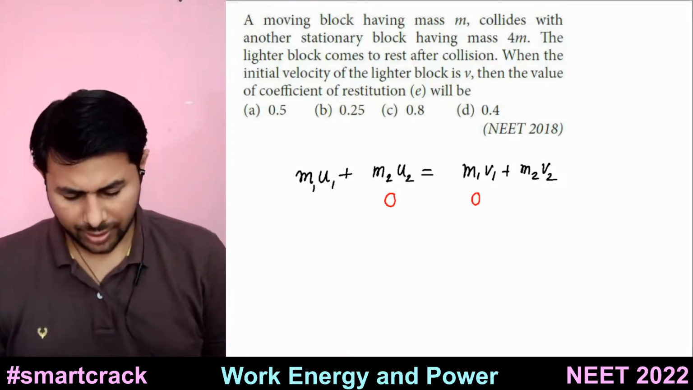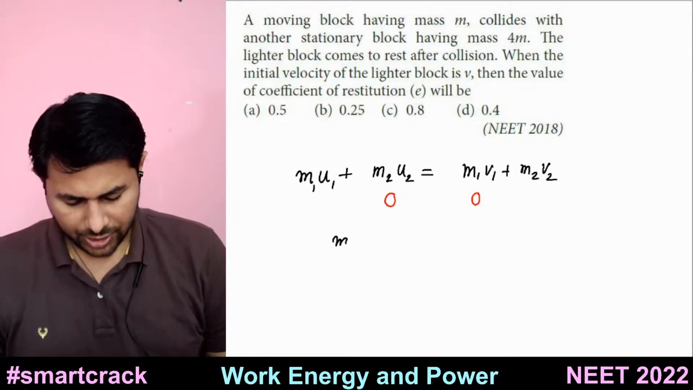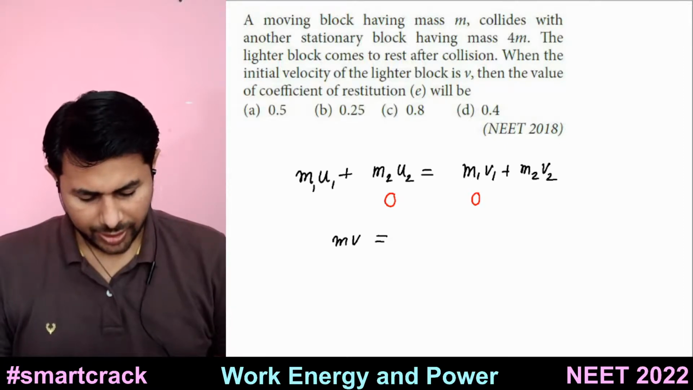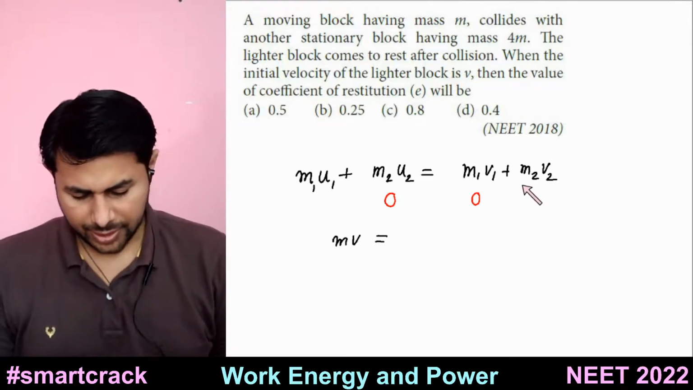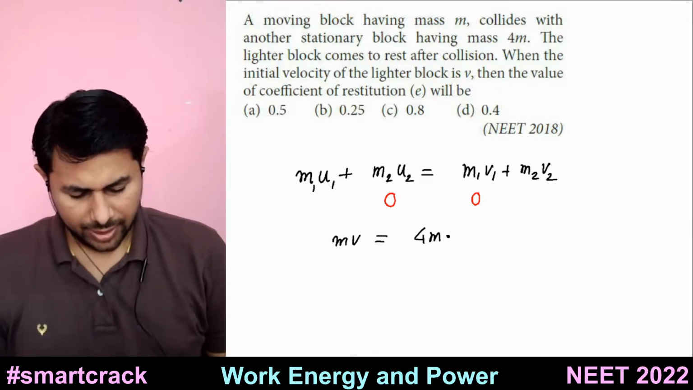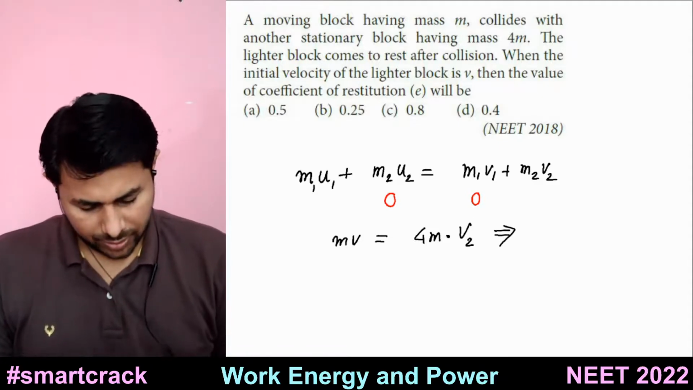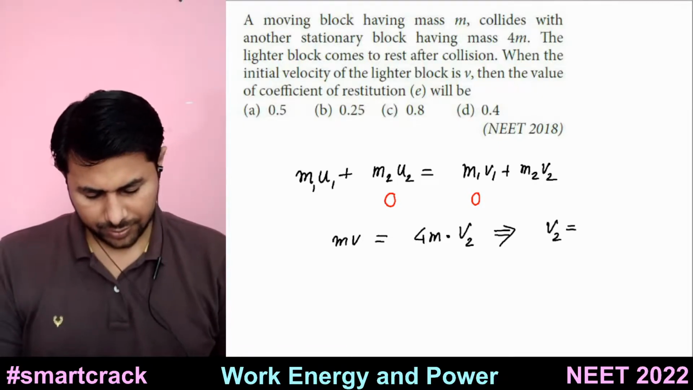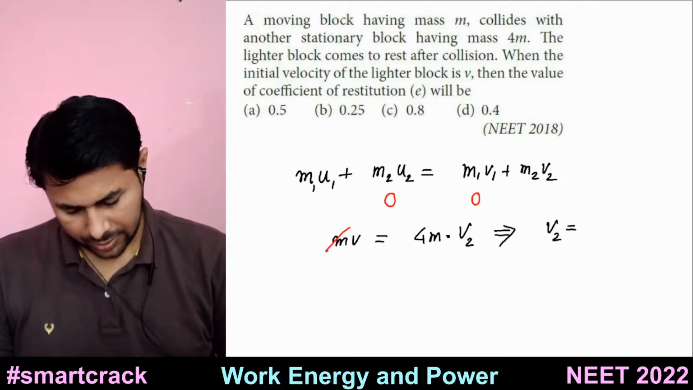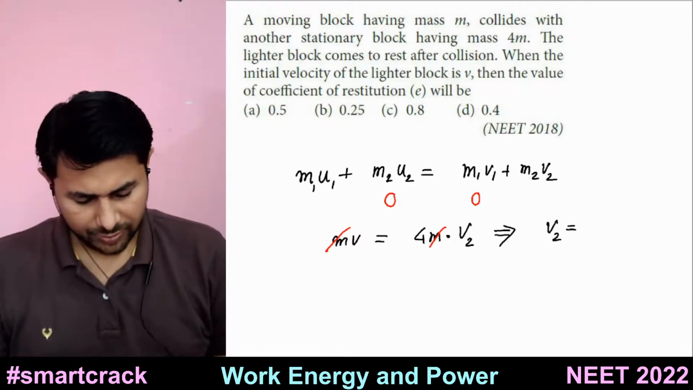So what do we have? Mass of the first block is m. Its initial velocity is given to be v. Mass of the second block is 4 times m. Let's substitute that. Its velocity is suppose v2. So how much will be v2? So v2 is equal to, okay, m gets cancelled and we take 4 on the other side. So we get v upon 4.